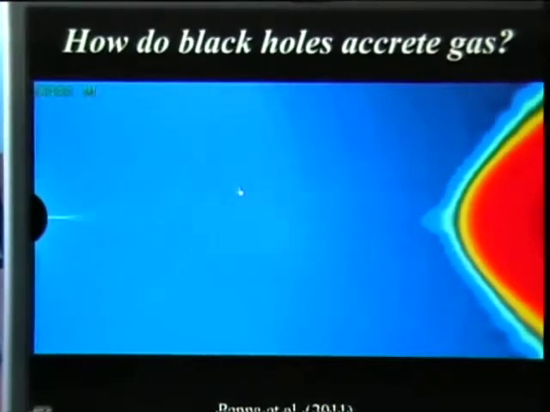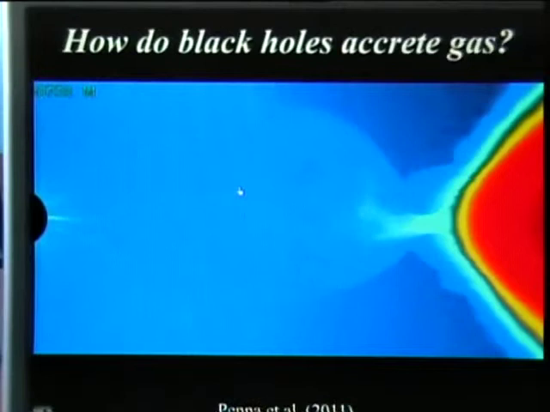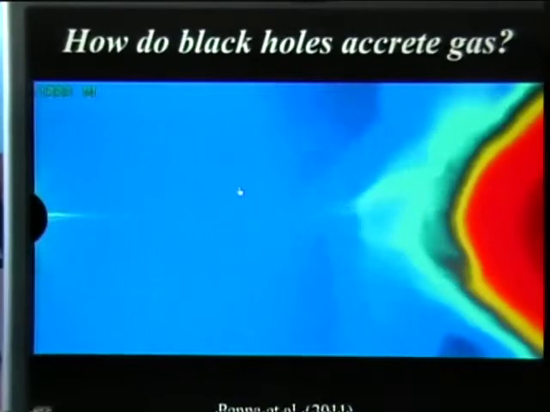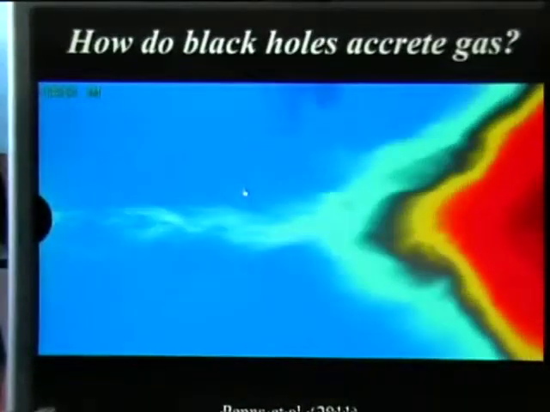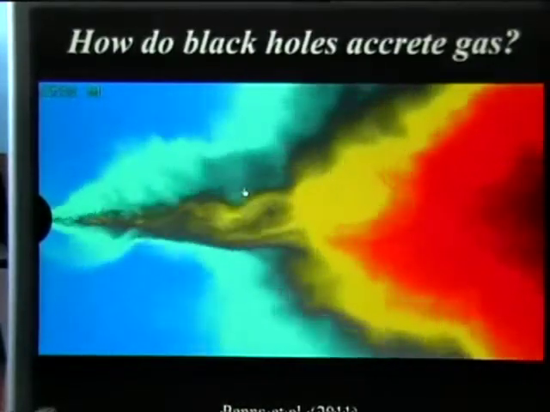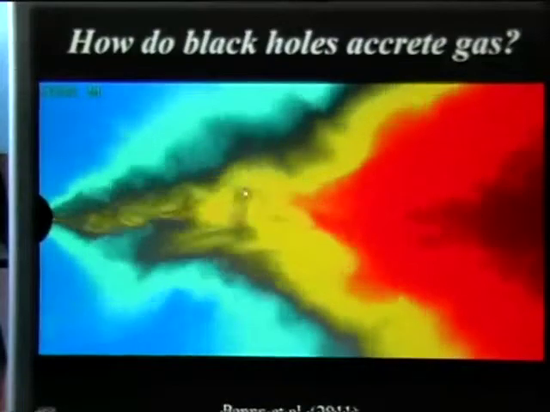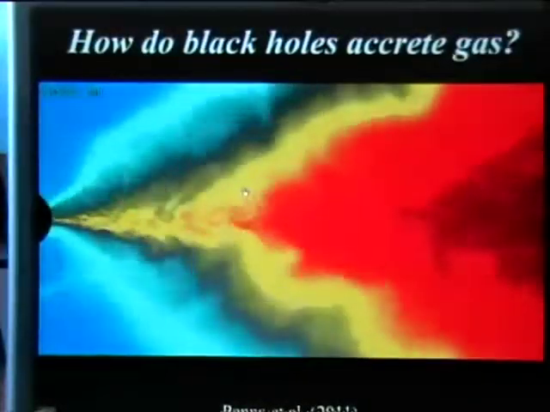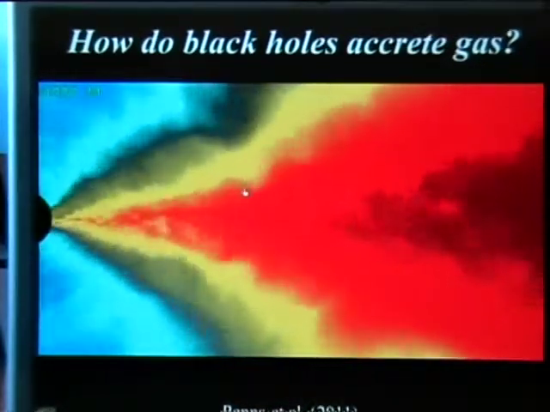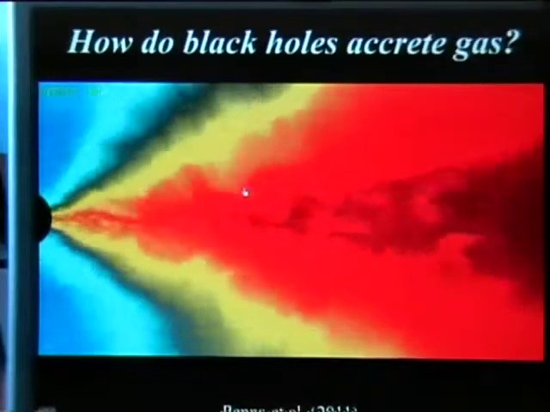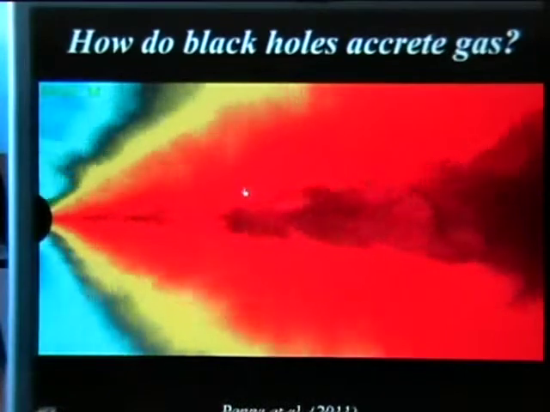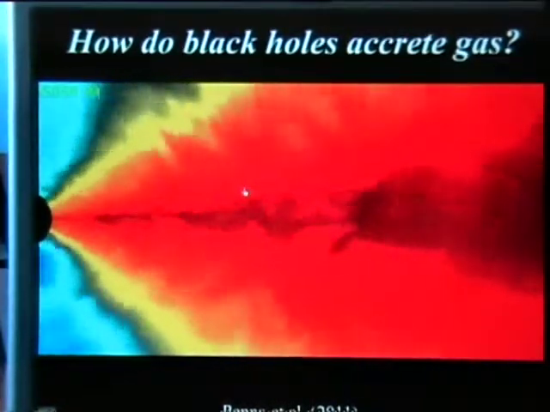Now, how do black holes accrete gas? As I mentioned briefly, you need to transport angular momentum outwards in order to allow the gas to migrate towards the black hole. And here again is a simulation using magnetic turbulence in an initial configuration that is a torus around the black hole. So the black hole is situated here, and the system is axially symmetric. So imagine a symmetry around the axis defined by the left hand border of this simulation box.